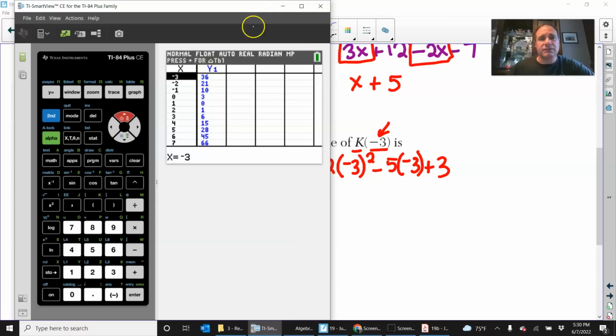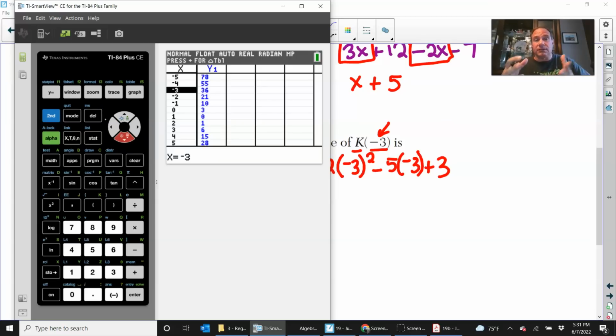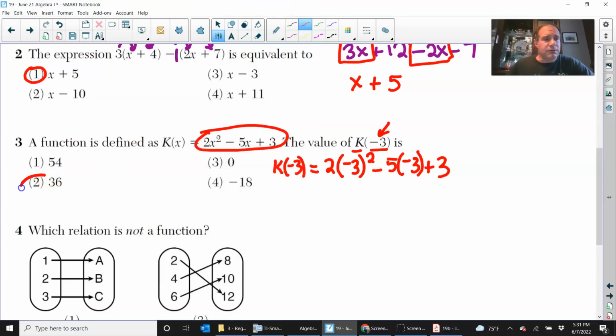36 is your answer. They could have asked you any x value, and you would just have to go to that x value in your calculator. You don't have to substitute and actually do the work. Let the calculator do the work for you. And 36 is your output, so 2 is your answer.